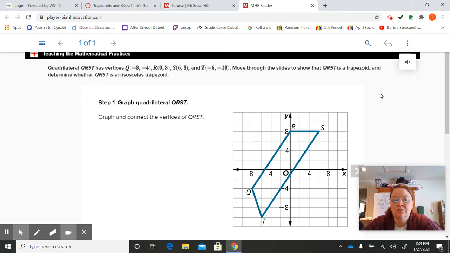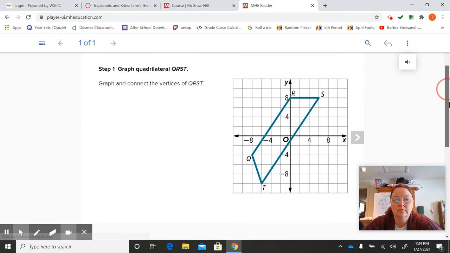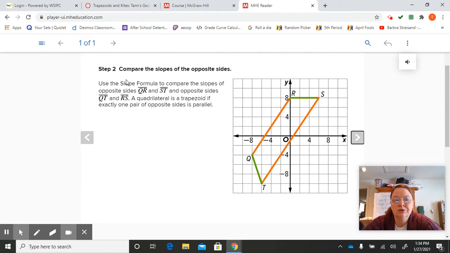Now we're going to move through these different slides and we're going to show that this is in fact a trapezoid and determine if it is an isosceles trapezoid. So first step, graph it all on there, boom, done. Next, we're going to use the slope formula to compare the slopes of the opposite sides. QR is going to get compared to ST, and QT is going to get compared to RS. A quadrilateral is a trapezoid if exactly one pair of opposite sides is parallel.